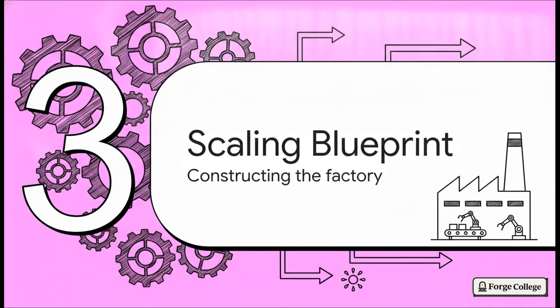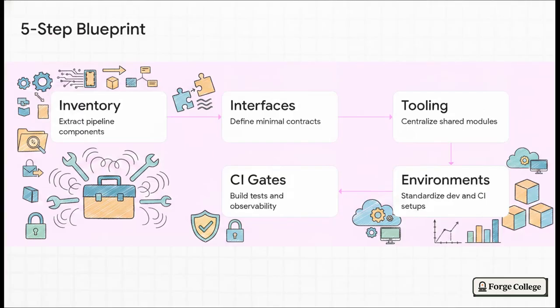Section 3, step-by-step scaling blueprint, constructing the factory. Now that we know what the tools are, here is the 5-step blueprint to scale that fragile single repo lab pipeline into a massive team-wide operation. Step 1, inventory your pipeline components. Just know what you actually have. Step 2, define minimal interface contracts for those stations. Step 3, centralize that shared tooling we just talked about. Step 4, standardize those reproducible environments.